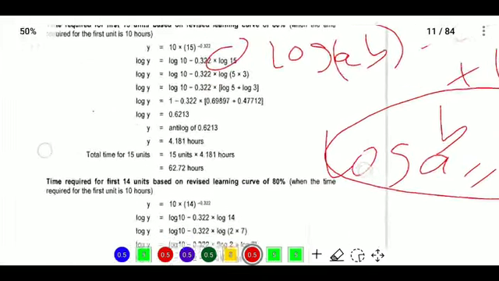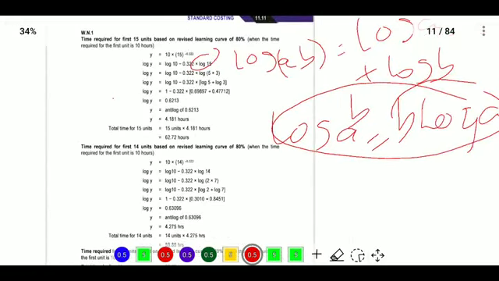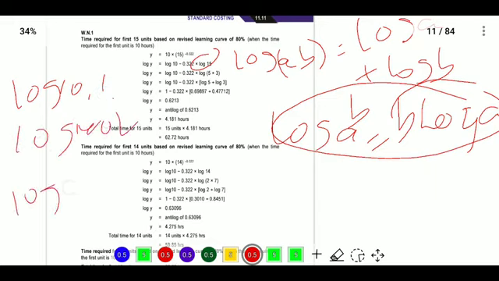Now for log 10 values, log 10 will be 1, log 100 will be 2, log 1000 will be 3.